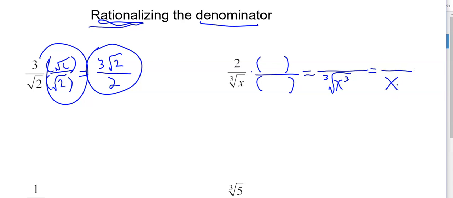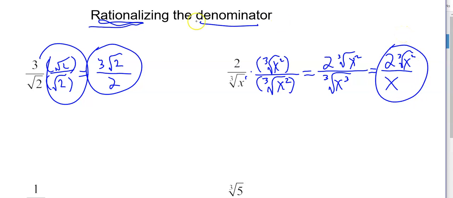Ah, that's nice and rational. Well, I have x to the first. I want x to the third inside of there, so I need to multiply by cube root of x to the second. So both top and bottom, you're going to multiply by cube root of x to the second. So you get 2 times cube root of x squared, 2 times cube root of x squared, all over x.